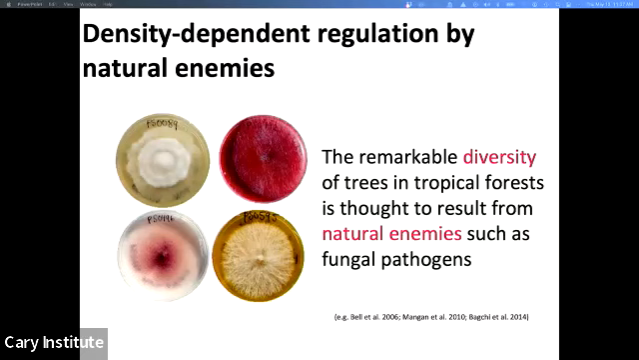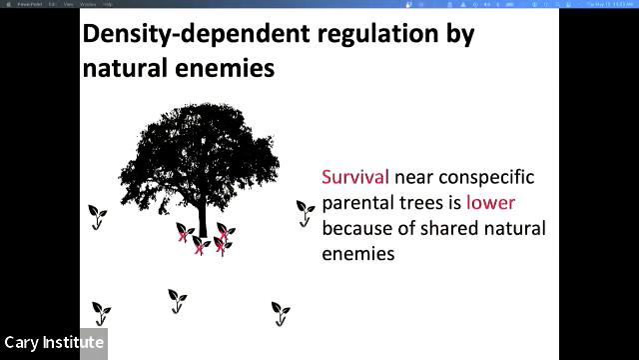And those natural enemies can be fungal pathogens. Today I will be talking about those fungal pathogens, but they can also be granivores. They can also be herbivores, right? And so at different plant stages, those natural enemies will be really important. And studying those interactions between the natural enemies and those trees can give us a lot of answers about understanding that high diversity in the tropics.